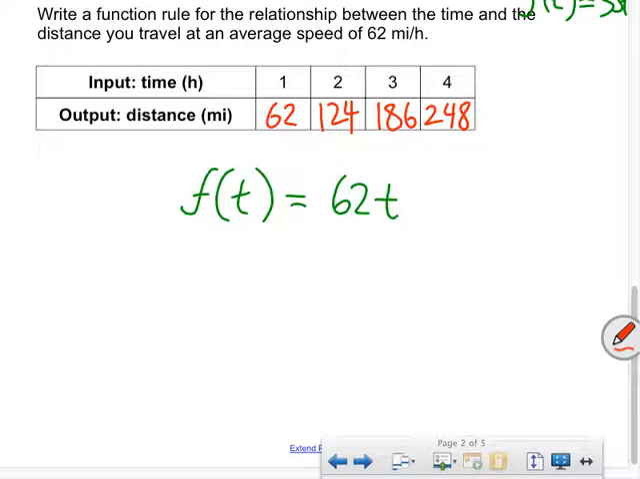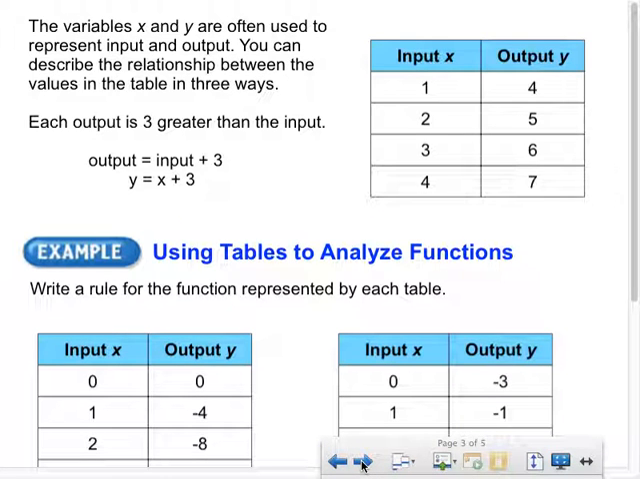Okay. So far, pretty easy? Okay. Anybody have a question for me? What's your question, Shin? You good? Okay. All right, moving along. The variables x and y are often used to represent input and output. Okay? You can describe the relationship between the values in the table in 3 ways.